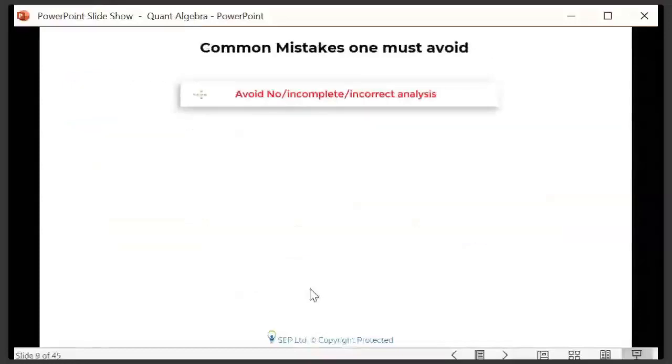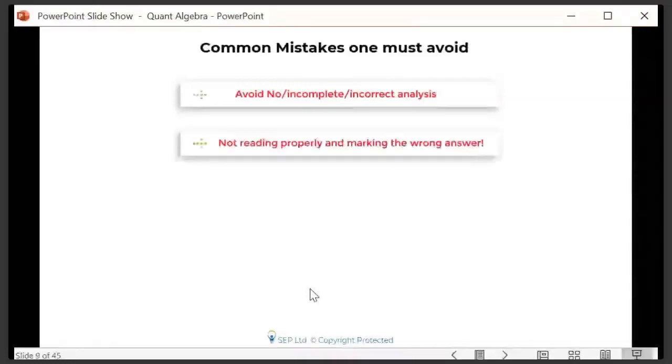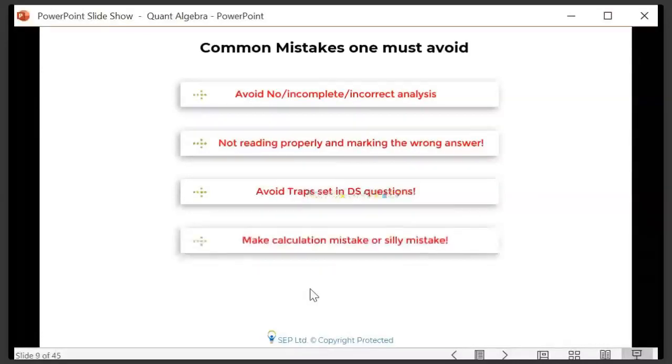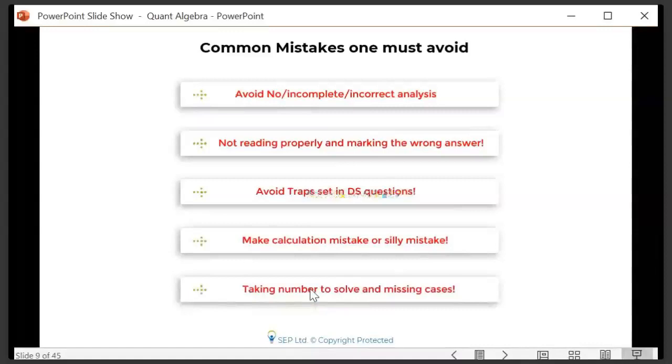Okay. Sometimes also some common mistakes are not reading properly. A lot of you sometimes in a hurry don't read the question properly or do not actually figure out what they are asking and mark the wrong answer. DS trap is a very common problem. GMAT sets a lot of C traps, D traps, and you should be aware of those kind of traps to be able to do well. And obviously, it's very important to not make calculation mistakes. And even if you're taking numbers to solve the question, which I think is very popular among you students, it's very important that you do not miss out on any cases.